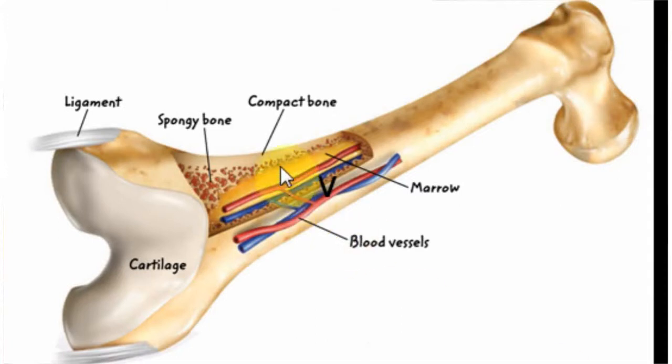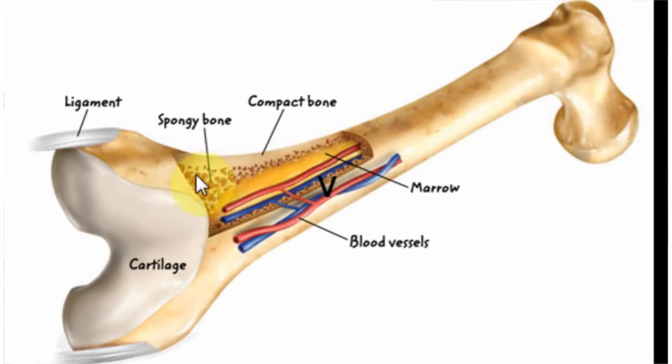We have a section here that is called the compact bone, and it's a very thin section. It's the outer section of any bone. This part is where minerals, especially calcium, are essentially stored. It's very hard, and it has no visible open spaces. So when you look into the compact bone section, it has no spaces.